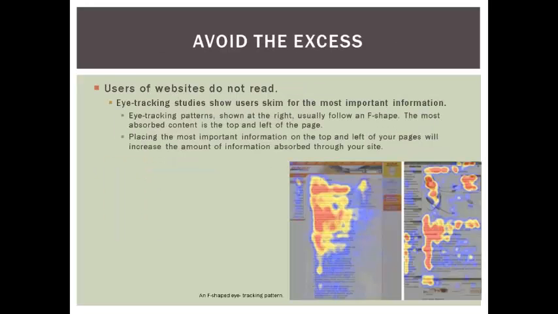According to eye tracking studies, users of websites do not read every word on the page. They instead skim the page for the most important or applicable information following an F pattern. The picture at the right shows an example of an eye tracking study. You can clearly see that the eye spends the most time focusing on the top left of the website, and concentration falls off as you move to the right and down the page. Place your most important content at the top and left of the page to increase visibility.